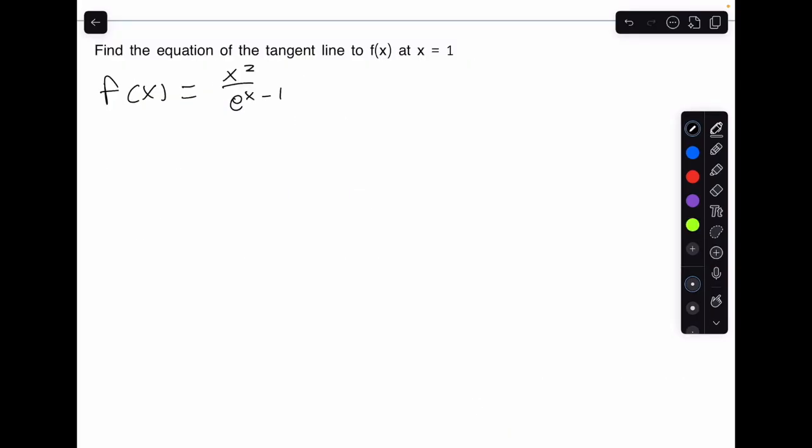The equation of the tangent line is just like any line. It's really just y equals mx plus b. So all we need is a slope and some offset. The slope of the tangent line is just equal to f prime of x. So step 1 is to find the derivative.